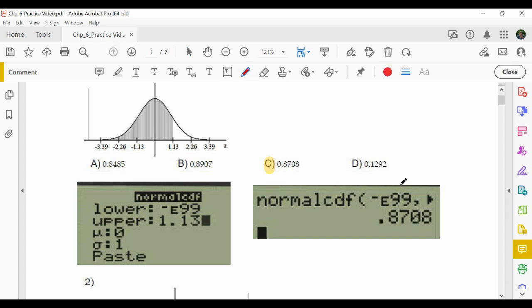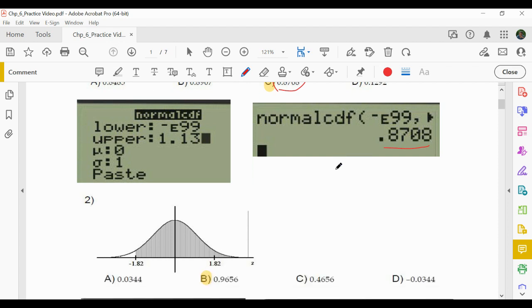So we're looking pretty good here. And this is what happens. 0.8708. Oh, I'm circling the wrong one. Spot on. This will always pretty much happen with standard normals. There won't be any discrepancy with standard normals, and when we get to non-standard normals you get some sort of discrepancy, but not a great deal.